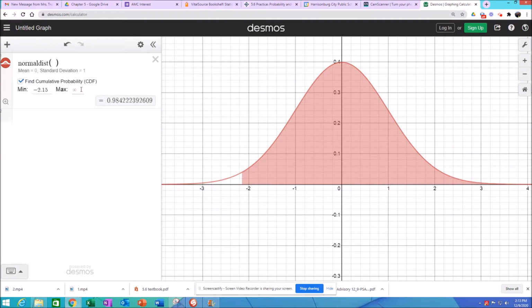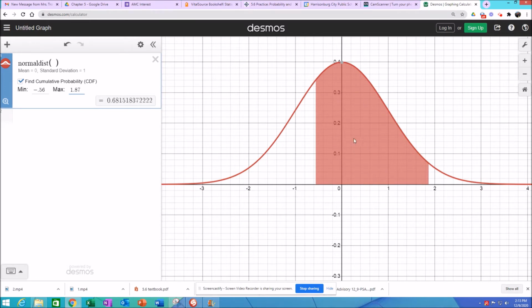So we want between negative 0.56 and 1.87. And it gives us this probability. We want to find this area right here. You should have the sketch. And this area is 0.68. So 68% probability is between those two numbers.